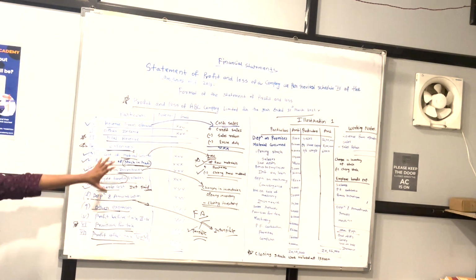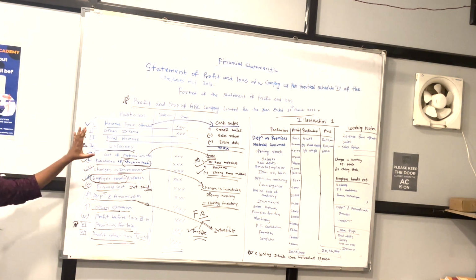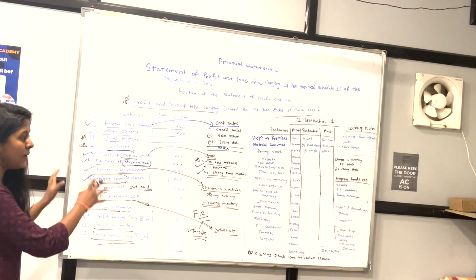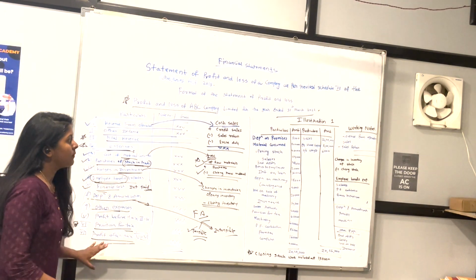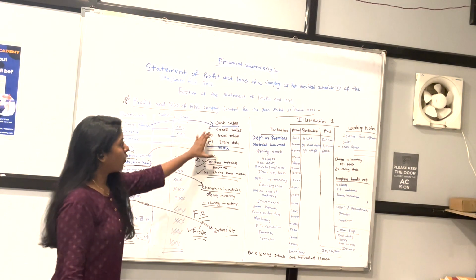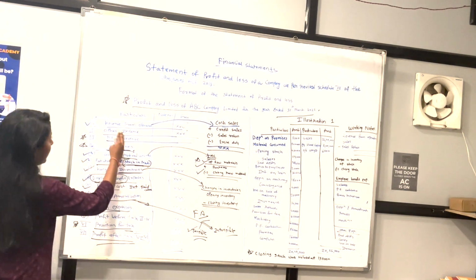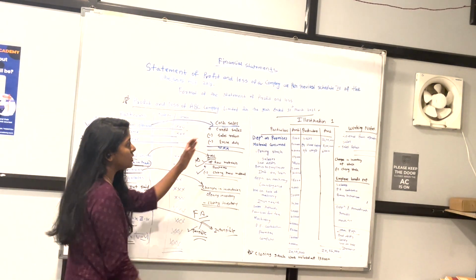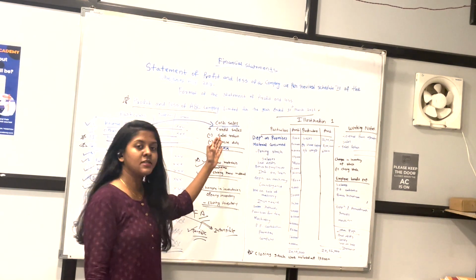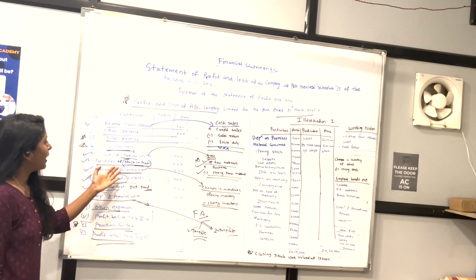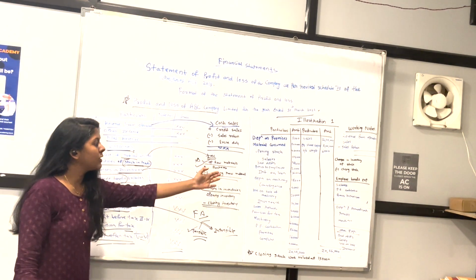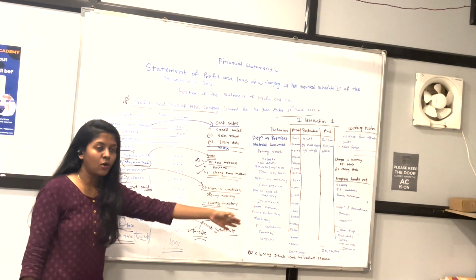Okay, so this was the statement of profit and loss account. This is the specimen which you have to study properly. And these are the formulas. To calculate revenue from operations, you have to put this formula: cash sales plus credit sales minus sales return minus excise duty. Then to calculate cost of material consumed: opening raw material, plus purchases, minus closing raw material.